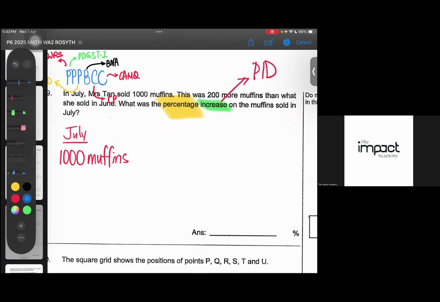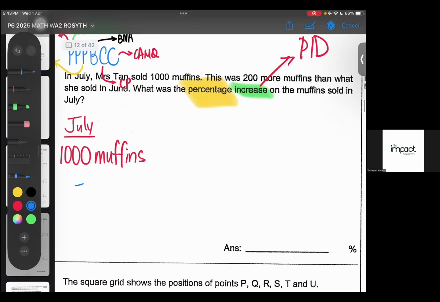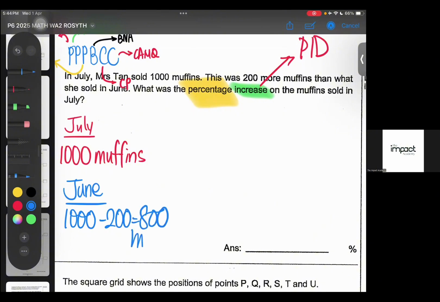All right. He was comparing to where? He says that this was 200 more muffins than what she sold in June. Who can tell me how much is in June? Yes, tell me. Very good. All right. Because 1,000 minus away 200 is equal to 800 muffins. Is this something that you all can understand?